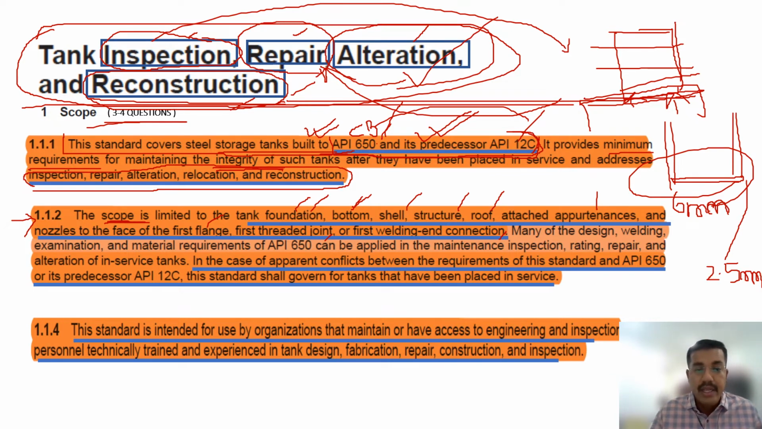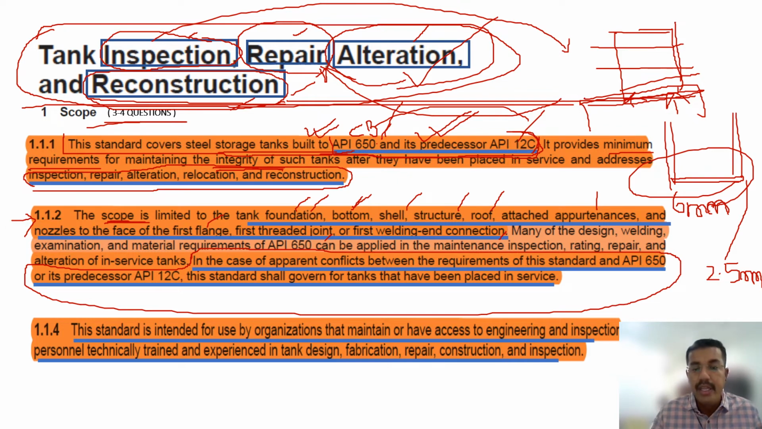Okay. So in the case of apparent conflict, this is a question 100% you have to remember. This is coming most of the time in the closed book. In the case of apparent conflict between the requirement of this standard and API 650 or its predecessors API 12C, this standard shall govern for tanks that have been placed in service. If there is a conflict between API 650 and API 653, then API 653 should be considered.